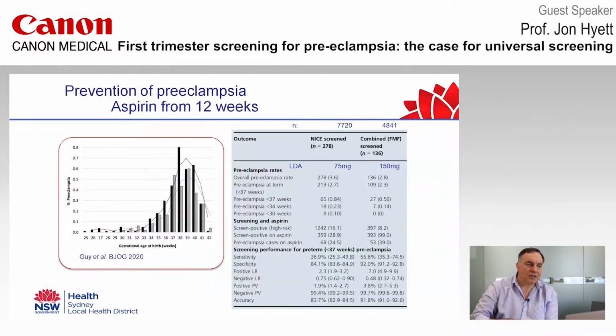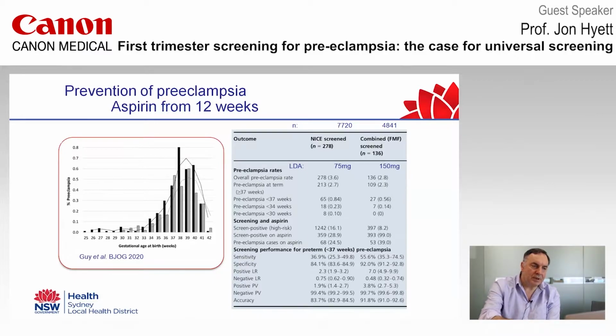Another implementation study of this was recently published by Basky Thilaganathan's group at St George's Hospital. Guy is the first author, and you can also see very similar data. Probably the easiest way to look at this is the graph on the left-hand side. You can see that the early preeclamptic cases, particularly between 25 and 28 weeks gestation, are just really removed from the graph.